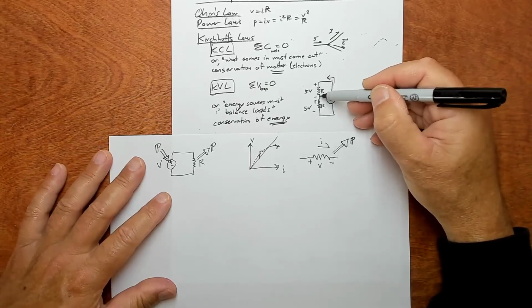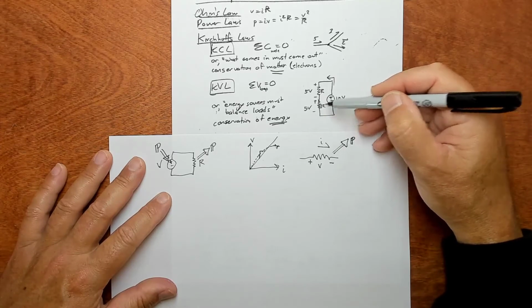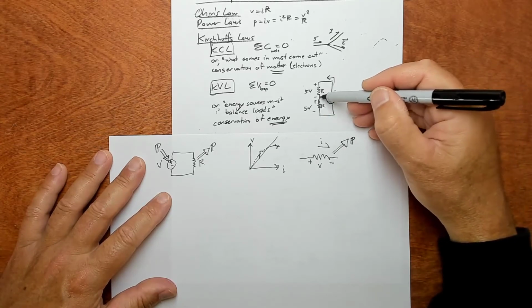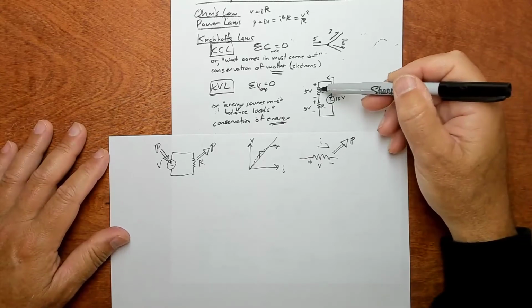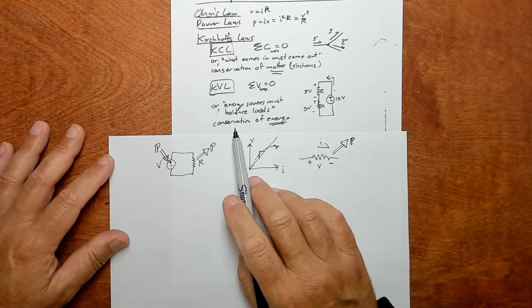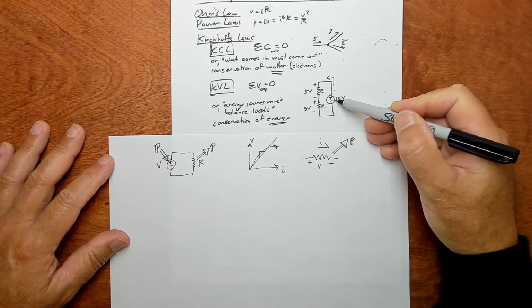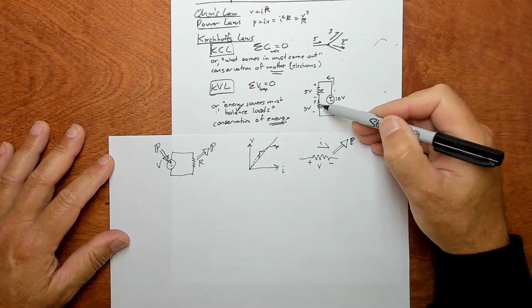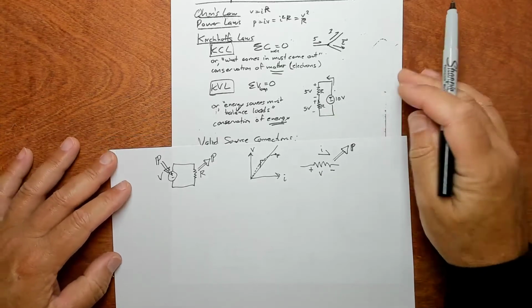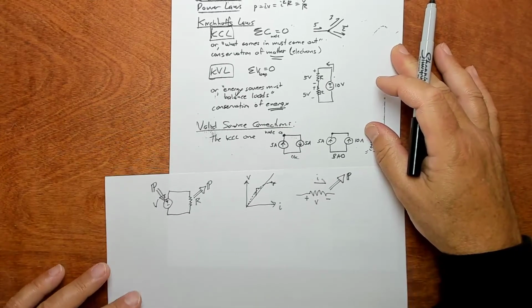So 5 volts are dropped across this guy, and then 5 volts are dropped across this guy. So it's positive 10 volts, and then a 5 volt drop and a 5 volt drop. So the source must balance the loads. It's really conservation of energy, right? The energy supplied here at the source must balance the energy consumed at the loads. Okay, that's KVL.